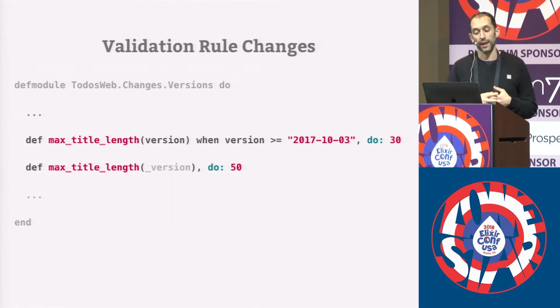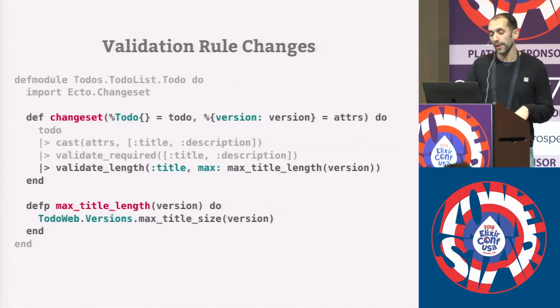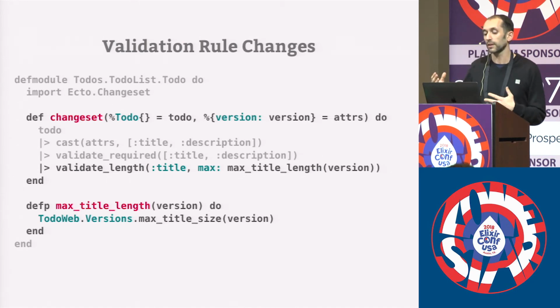So we can say any of the newer requests will have a max title of 30, and any of the older ones will be 50. And then when we're actually applying our change set, we can call that dynamic validation field, so it actually returns the correct validation for that version. So it's a little bit more work, but we get there.